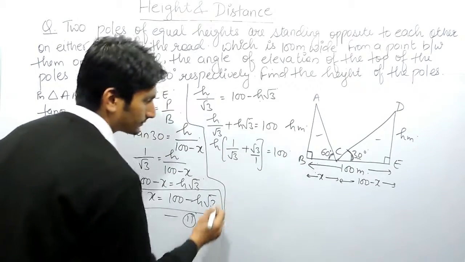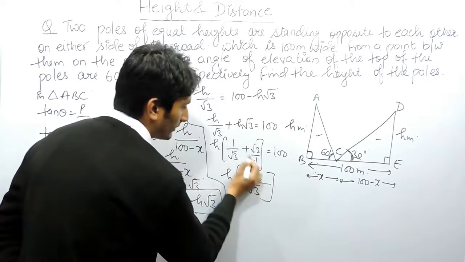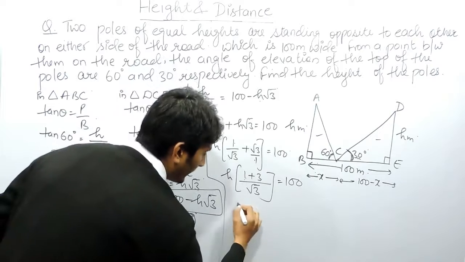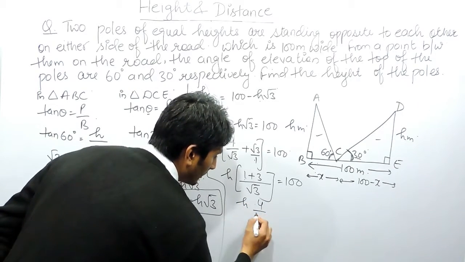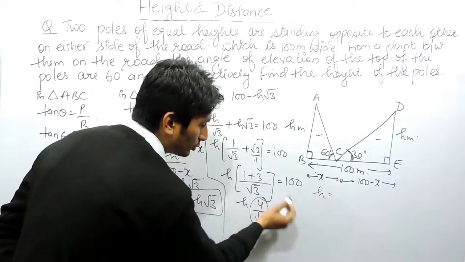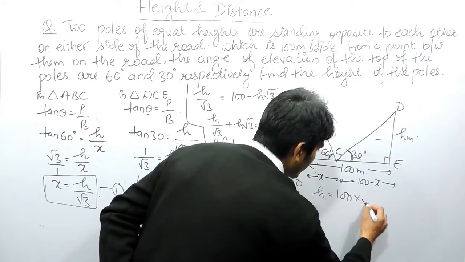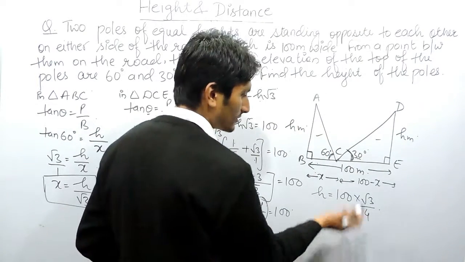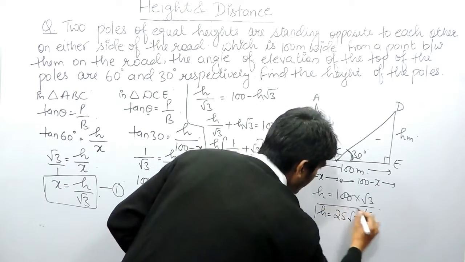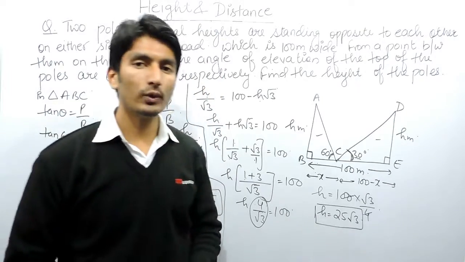Now I have to take the LCM here. The LCM of root 3 and 1 is root 3. Cross multiplying this, 1 multiplied by 1 is 1, root 3 multiplied by root 3 is 3, and this is equal to 100. 3 plus 1 is 4, so h multiplied by 4 upon root 3 will be equal to 100. And if I have to find the value of h, I have to shift this constant to that side, and we know that whenever a fraction is shifted to the other side of the equals to sign, it gets reciprocal, meaning denominator becomes numerator and the numerator becomes denominator. And if I cancel this, the value of h will be equal to 25 root 3. So the height of this pole must be equal to 25 root 3.